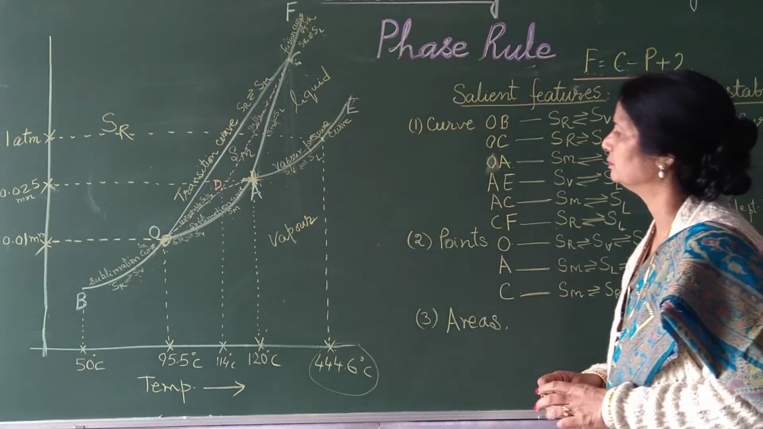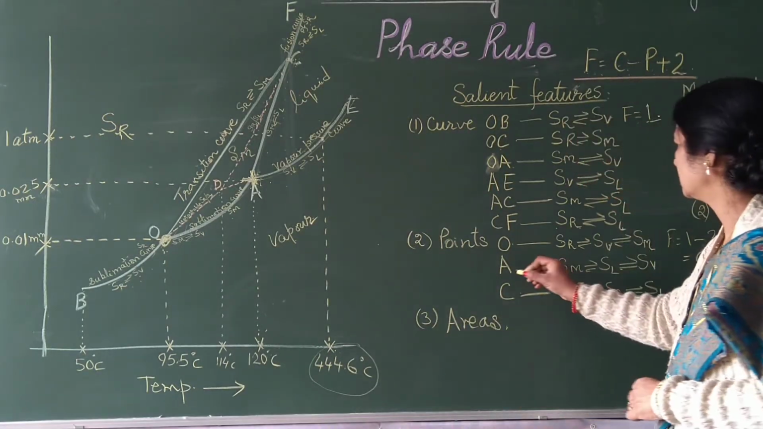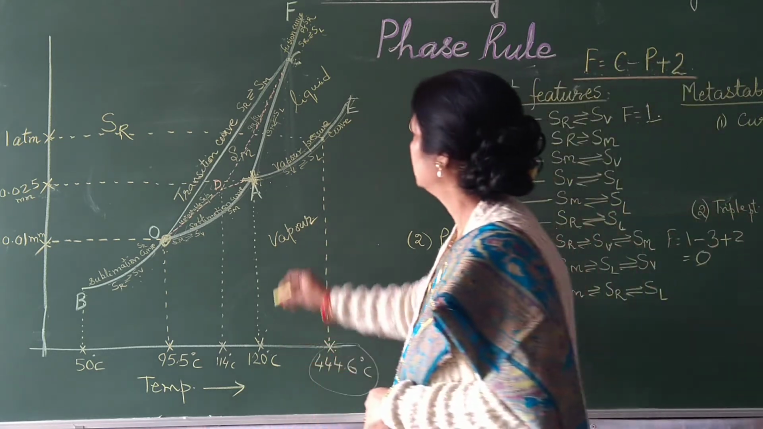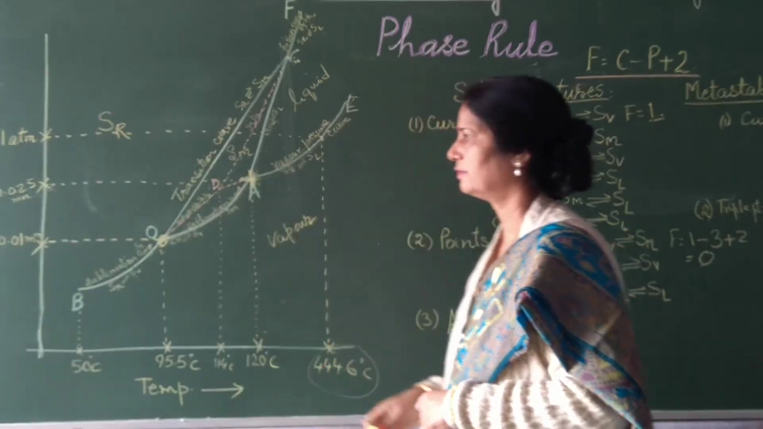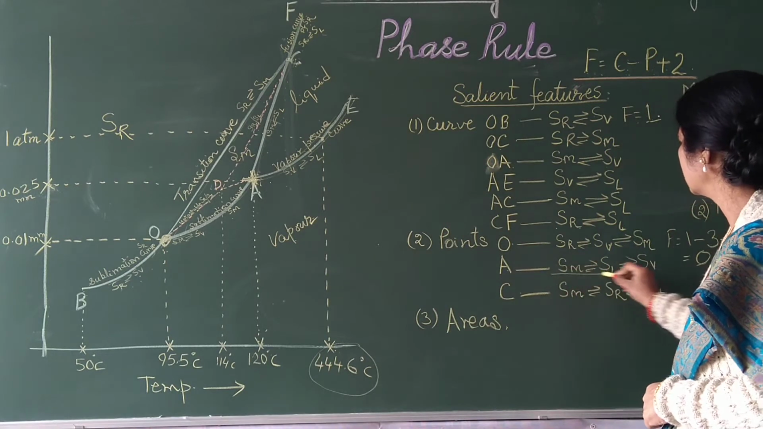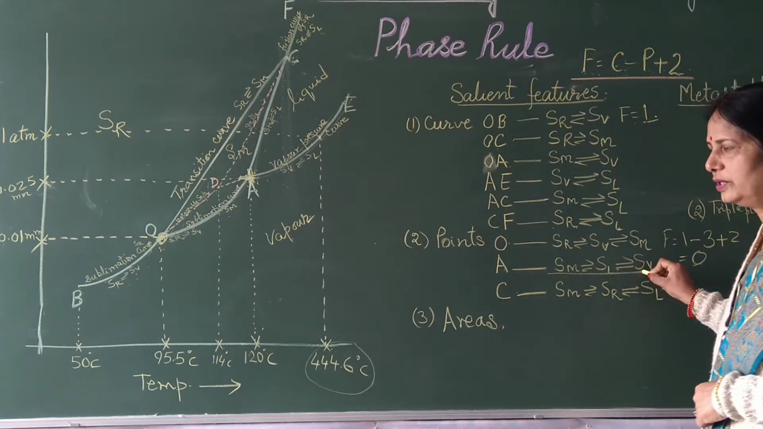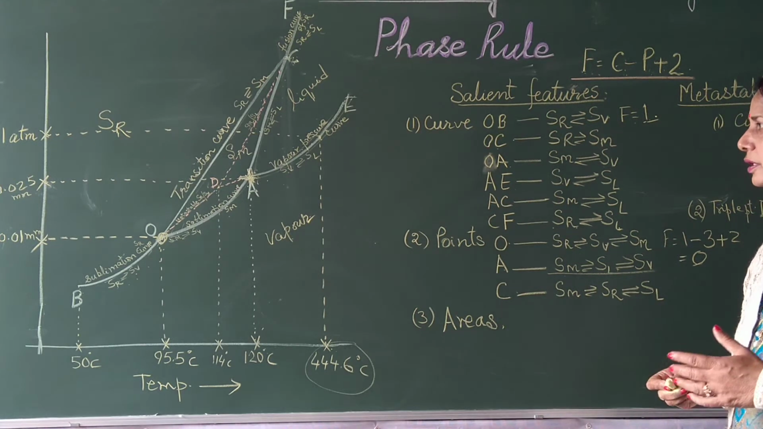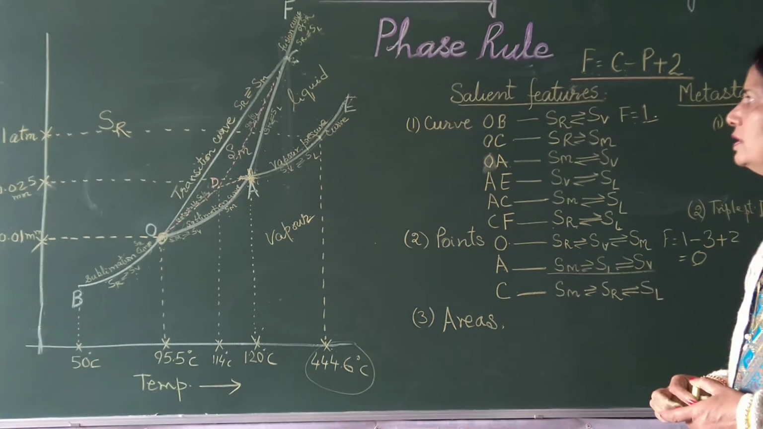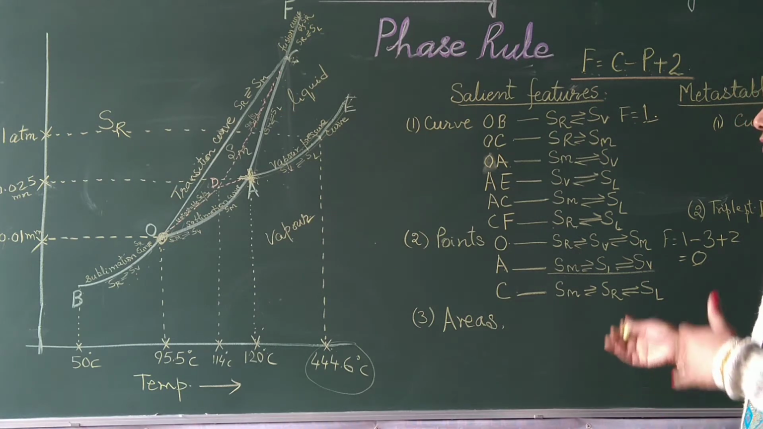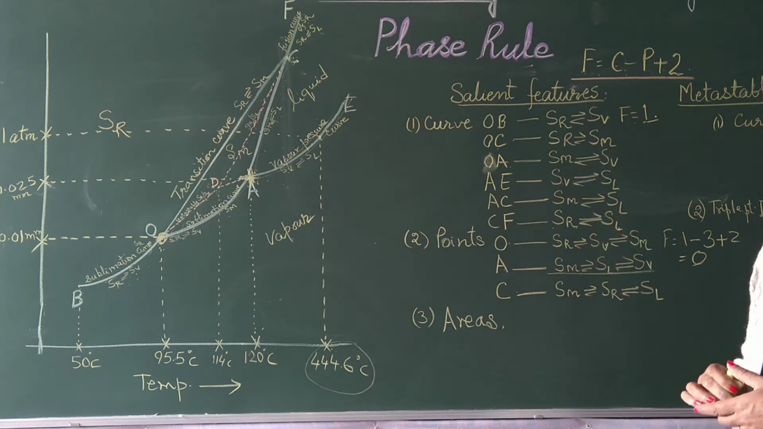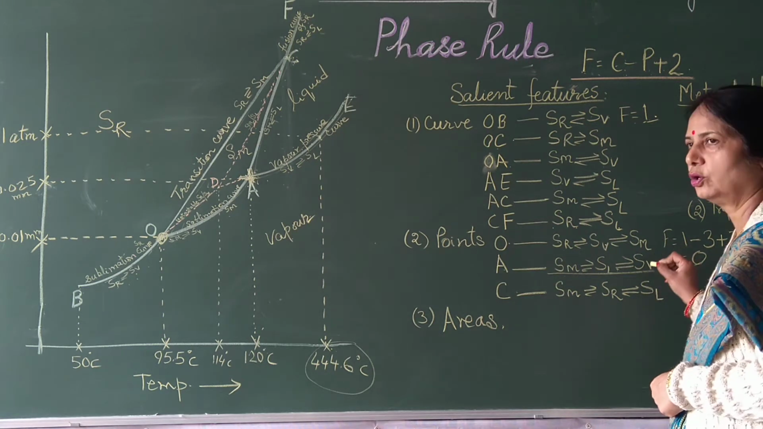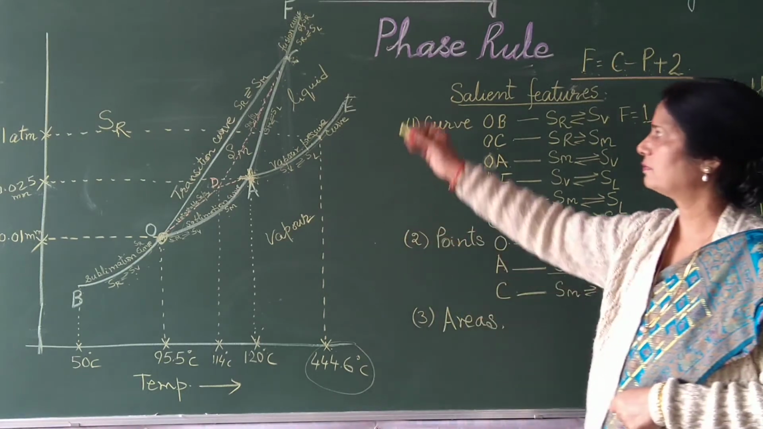Similarly, we have this point A. Here we have the vapor phase, the liquid, and the monoclinic sulfur. The three phases in equilibrium are SM, SL, and SV. And similarly, when we calculate the degree of freedom, we will find the system is non-variant at this point. This means we don't have to fix either the pressure or the temperature. They both are fixed at 120 degrees centigrade and 0.025 mm of Hg. So the system is non-variant at point A. Similarly, we have the point C.